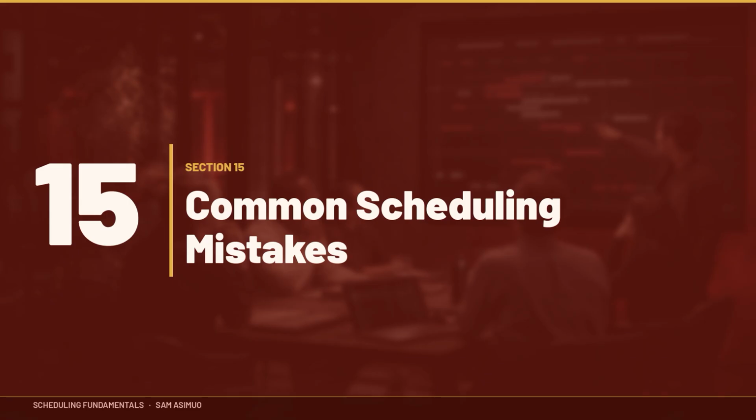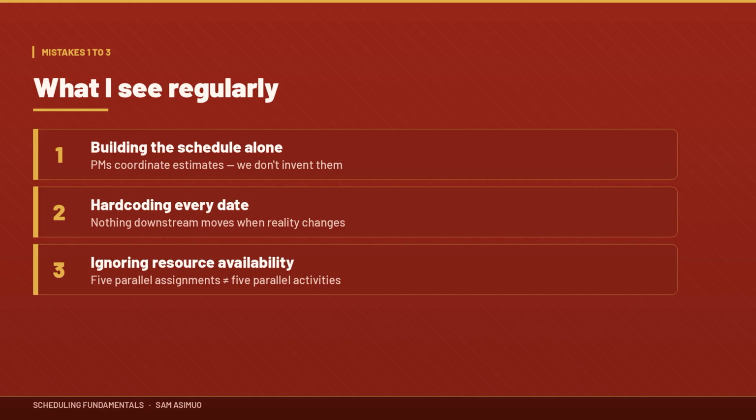Section 15. Common scheduling mistakes. Let's finish with some mistakes I see regularly. Mistake 1. Building the schedule alone. Project managers coordinate estimates. We shouldn't invent them. Talk to your subject matter experts and your delivery teams.